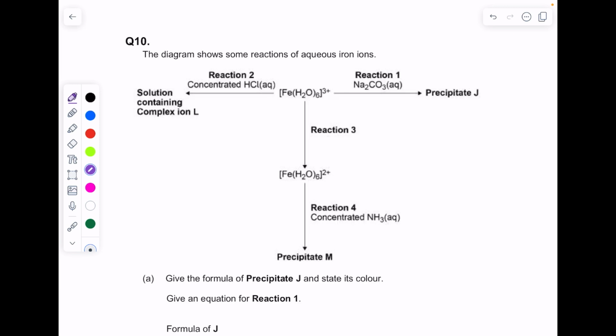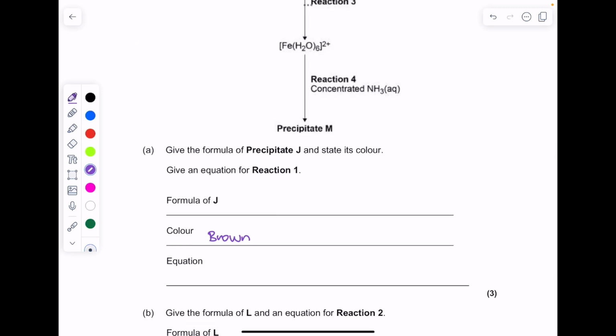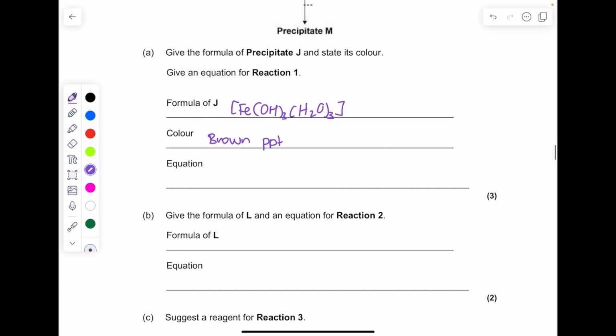The diagram shows some reactions of aqueous iron ions. Give the formula precipitate J and state its colour. We have Fe3 plus reacting with sodium carbonate. We've already done this. We know that it's going to be a brown precipitate. Here's the formula. And then the equation is the same as before.